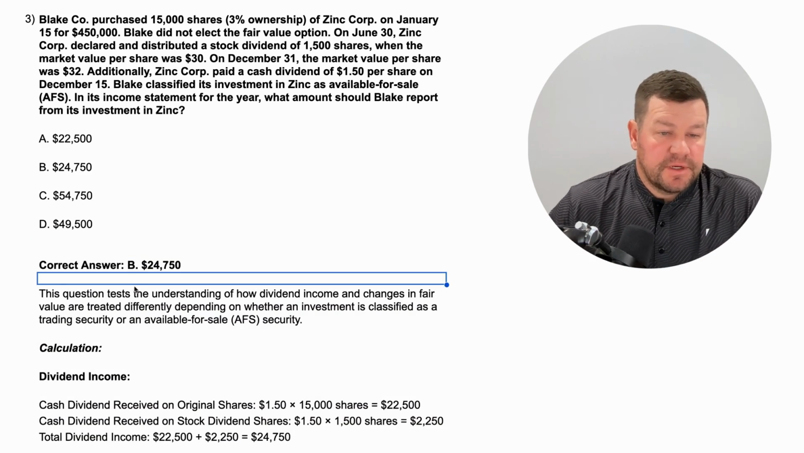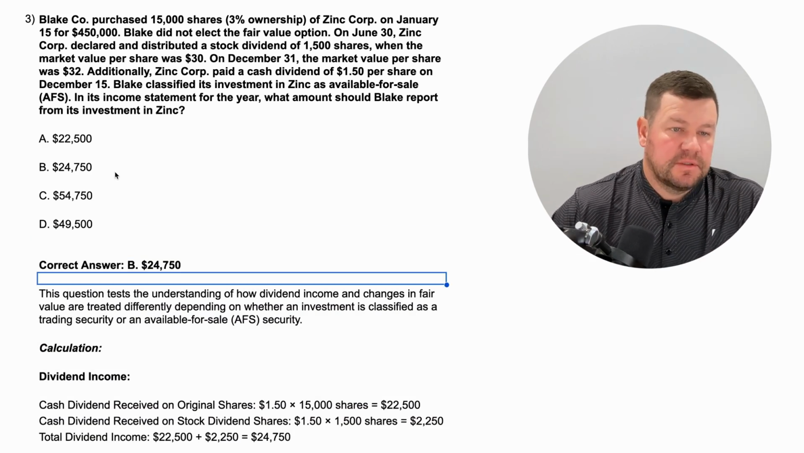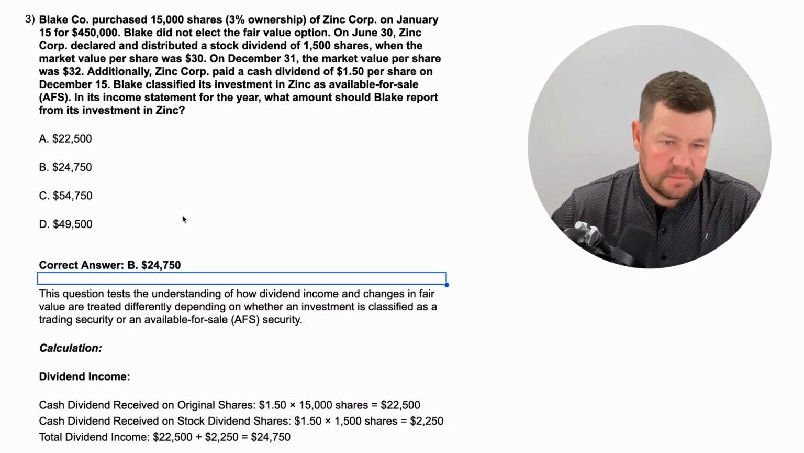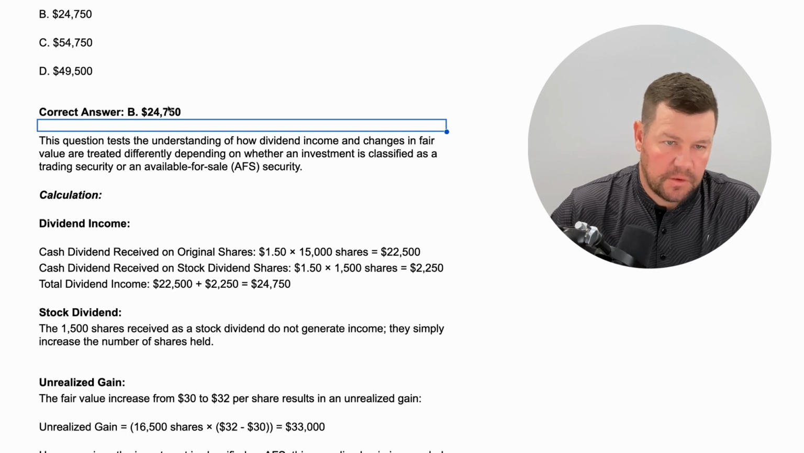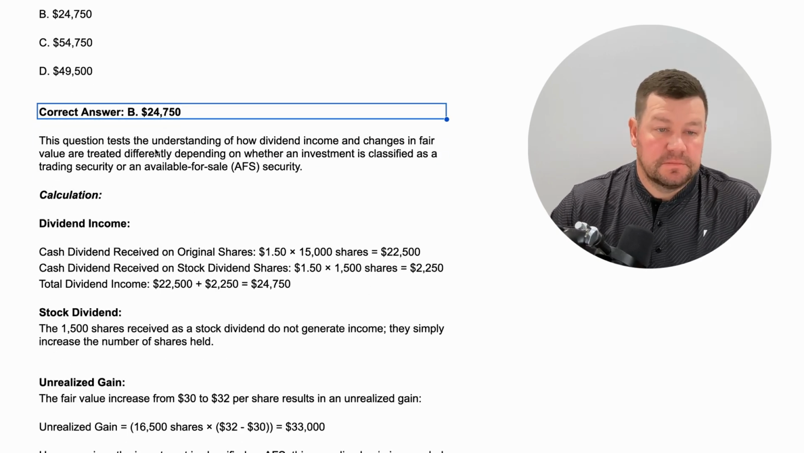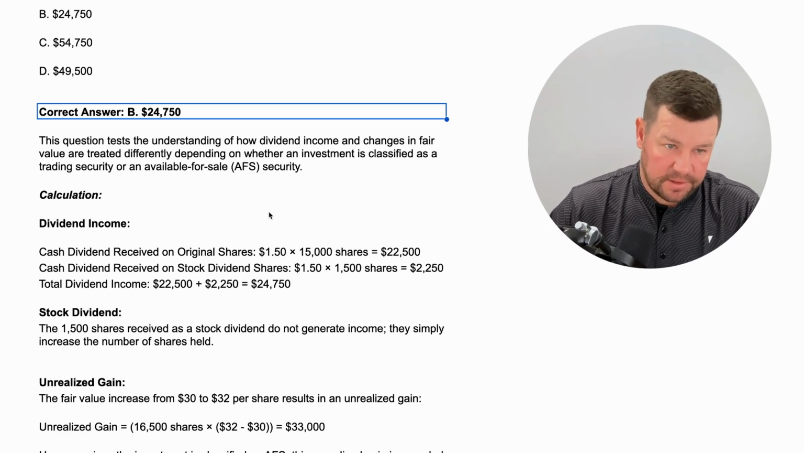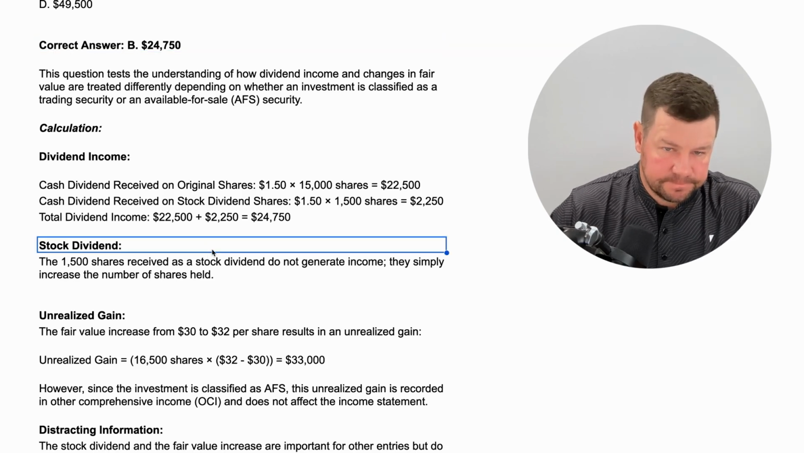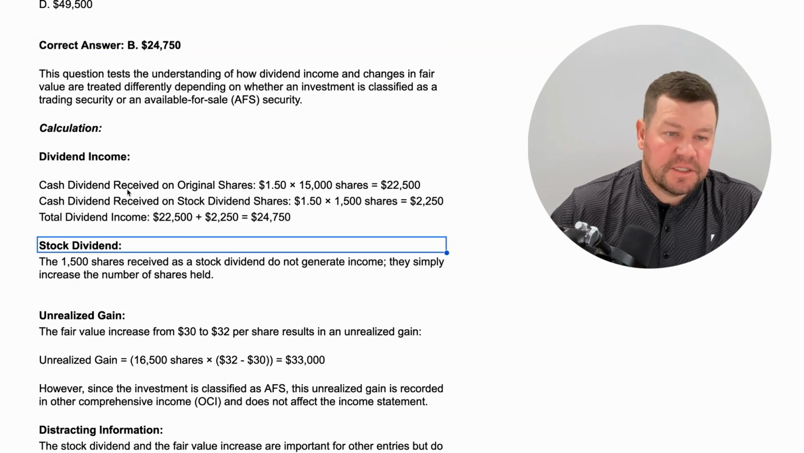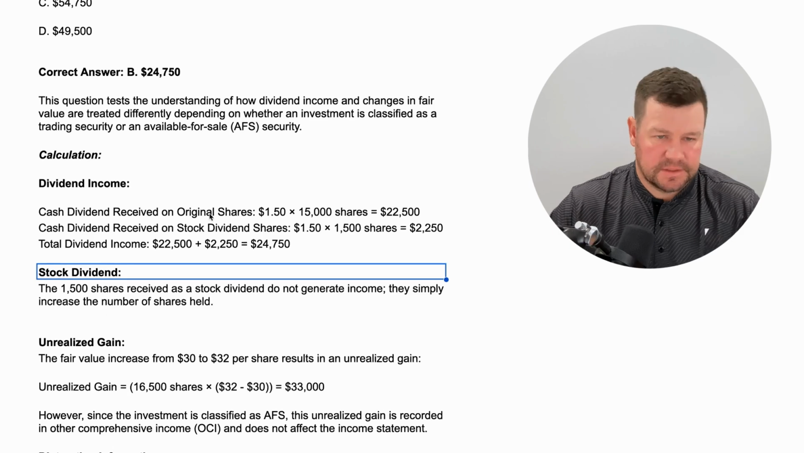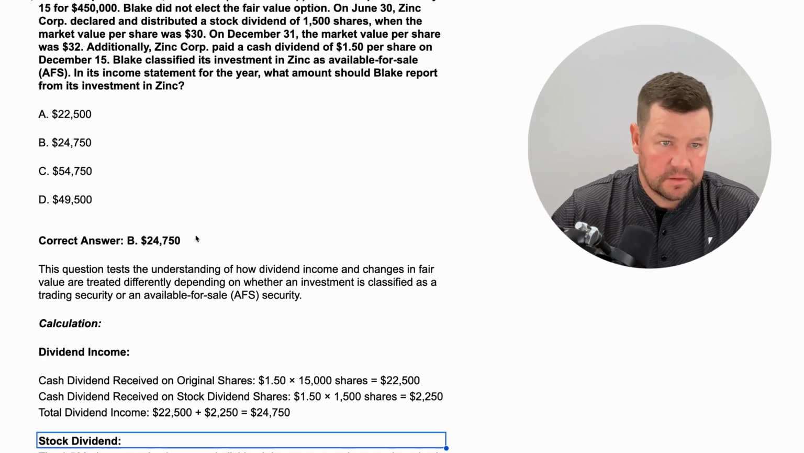So the correct answer is B, 24,750. So let's see how we got here. This question tests the understanding of how dividend income and changes in fair value are treated differently depending on whether an investment is classified as a trading security or an AFS security. So for the calculation, the cash dividend, let's go up here and explain this a little bit more.